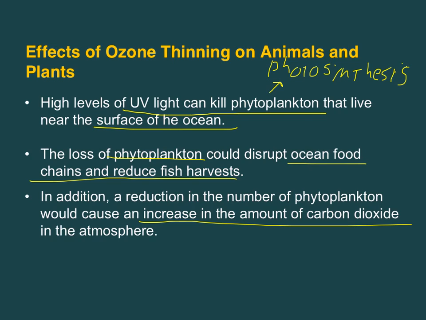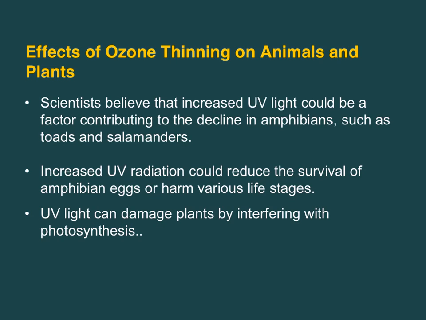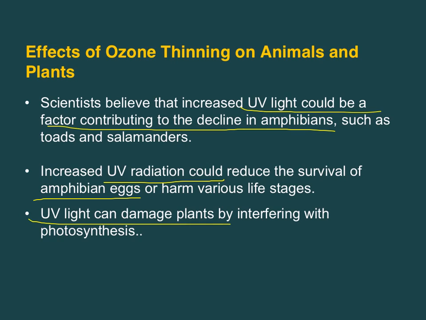Carbon dioxide, as we'll find out in the next few lectures, is a greenhouse gas that kind of traps heat in the earth. So having phytoplankton and other things that take CO2 out of the air to make oxygen is good for the overall health of the planet. UV light kills these phytoplankton. We also have found that UV light might be a factor in the decline of amphibians, such as toads and salamanders. So as we increase UV radiation, we're thinking that it is interrupting the various life stages of amphibian eggs. And also UV light can damage plants by interfering with photosynthesis, again putting more CO2 in the air.